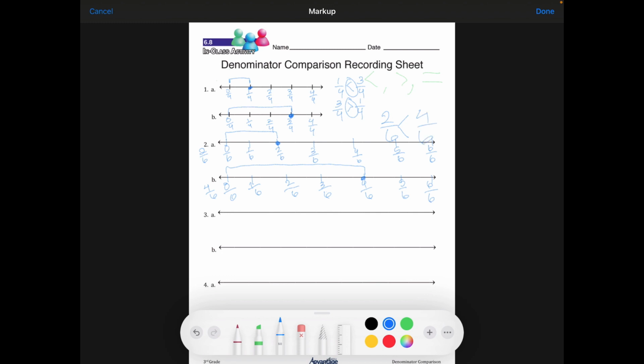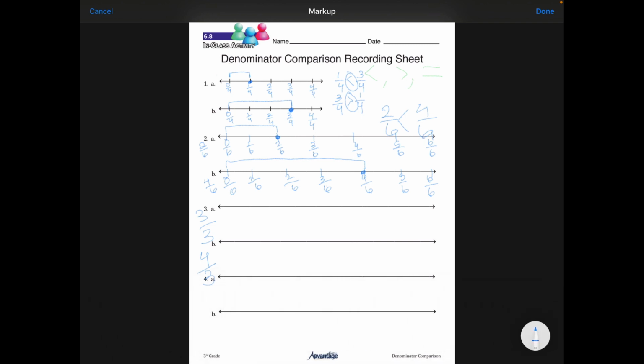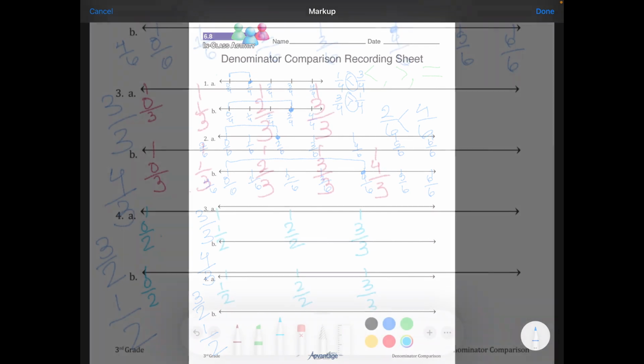All right, I'm going to give you a few more, and then we're going to go over to our homework. These ones are going to be a little more challenging. I'm going to have you compare 3 thirds to 4 thirds. And then I'm going to have you compare 3 halves to 1/2. So pause your video and come up with your answers.